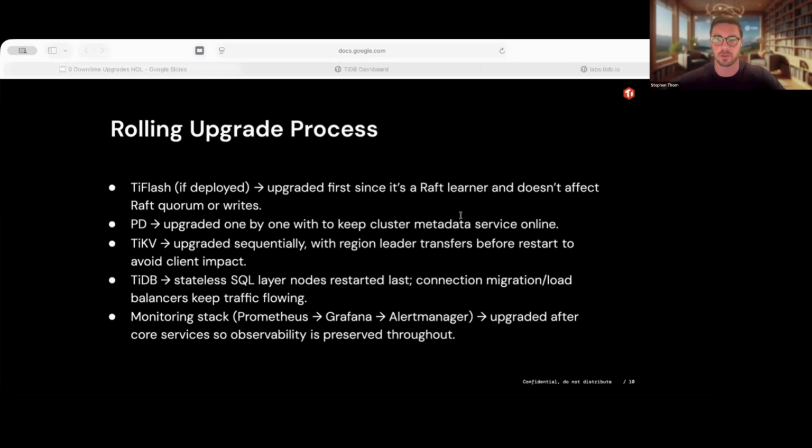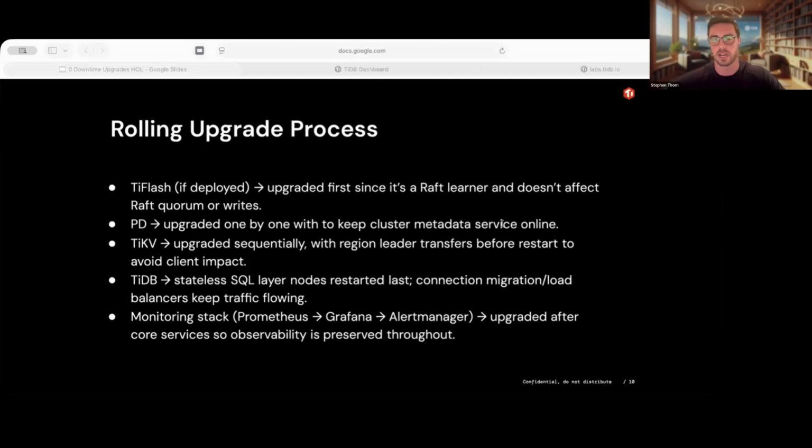Next, we upgrade the TiDB compute layer. Since TiDB nodes are stateless and behind a load balancer, we can take them out one by one. Before we start upgrading a TiDB server, new connections are routed to other nodes so there's no interruption to the queries hitting the system. If you're using TiDB's proxy, again, it's called TiProxy, it's going to automatically migrate active sessions off the node that's about to be upgraded. This ensures that clients remain connected. Lastly, we upgrade the monitoring and tooling.